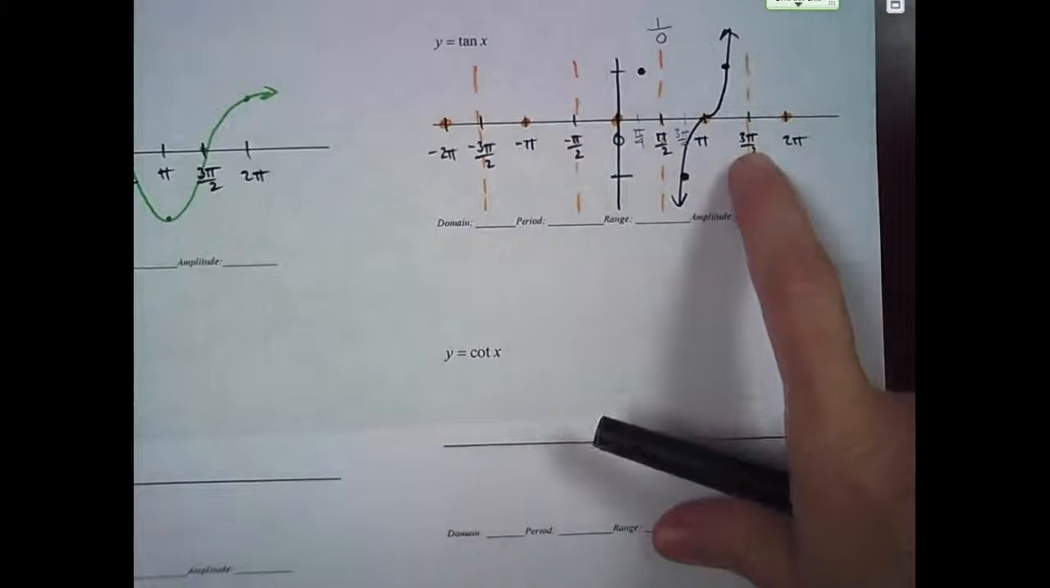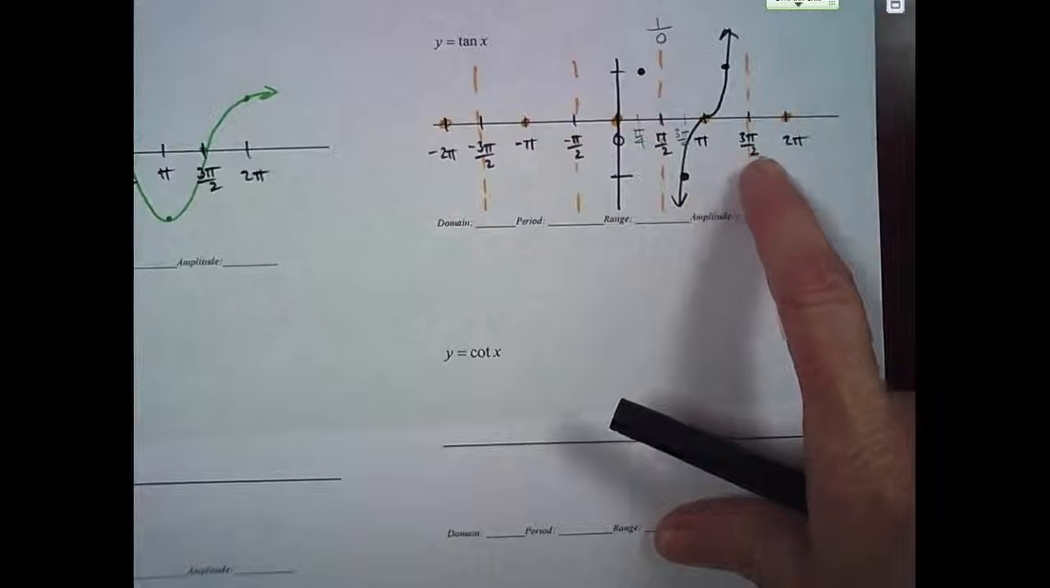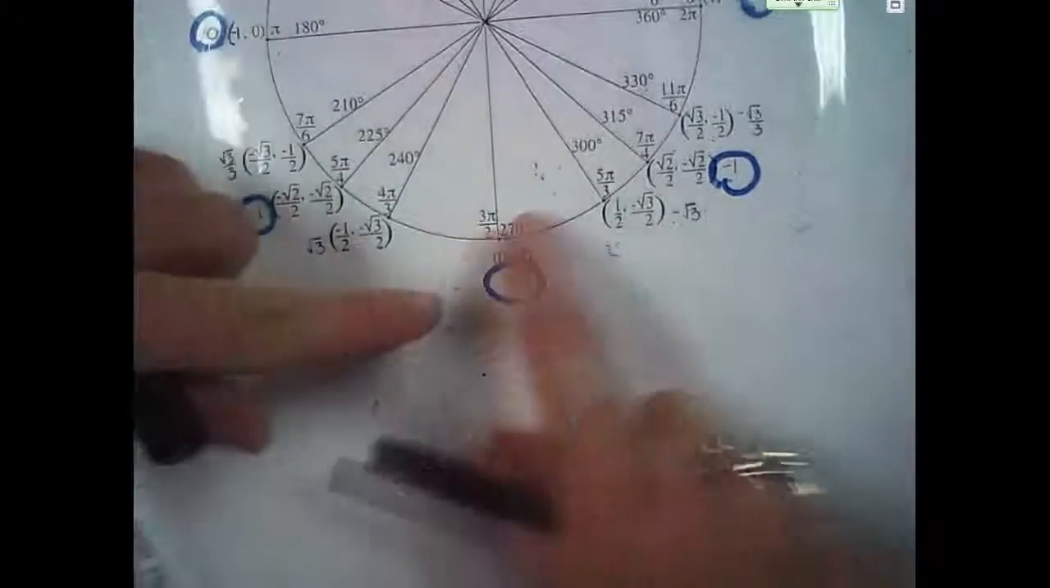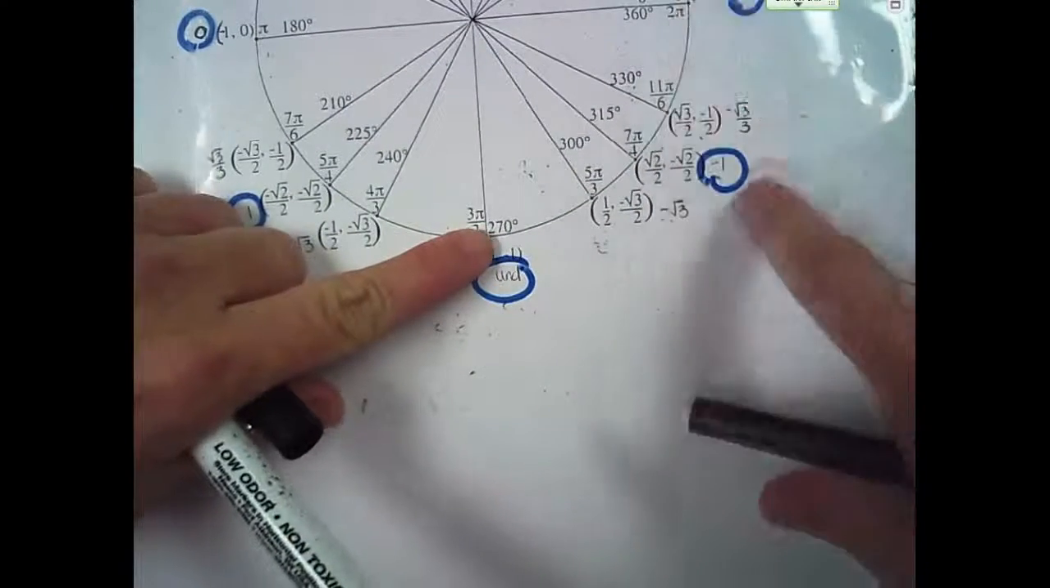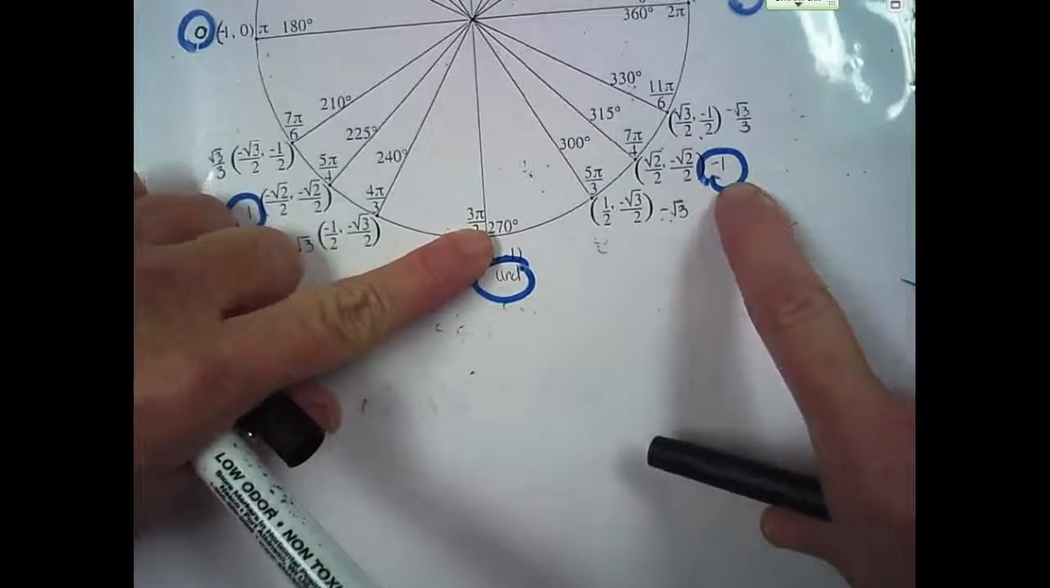Do me a favor, look at your unit circle and see what tangent is there between 3 pi over 2 and 2 pi. So here's 3 pi over 2, here's 2 pi. What's easy to graph? This one. Where is it at? Negative 1.